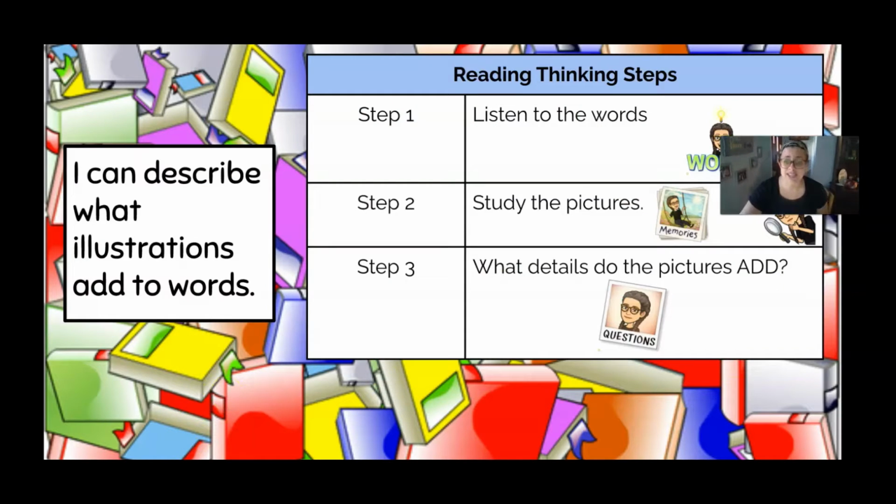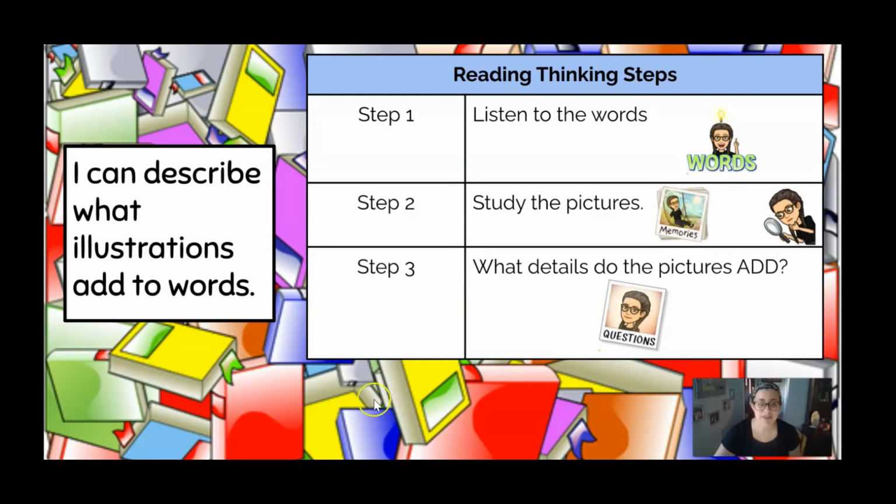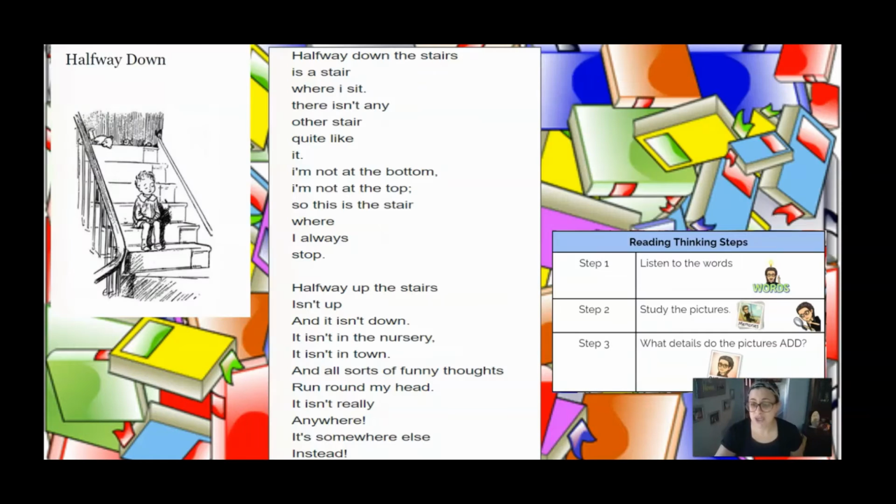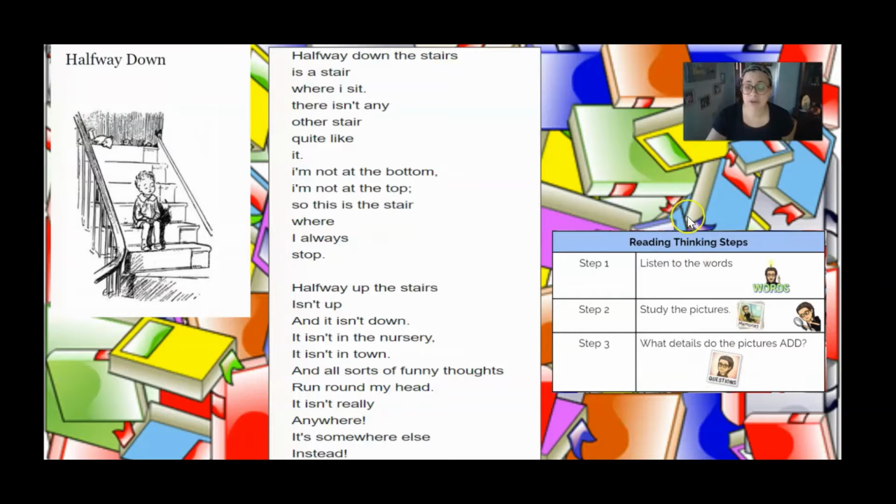Our reading thinking steps to get to our reading thinking job of I can describe what illustrations add to words. First, we're going to listen to the words. So we're going to read the poem Halfway Down. Then we're going to study the picture. And step 3, we're going to ask ourselves, what details do the pictures add? Here we go. Make sure those listening ears are on and the spy glasses are ready and able to be used. So the first step we're going to do is listen to the words.